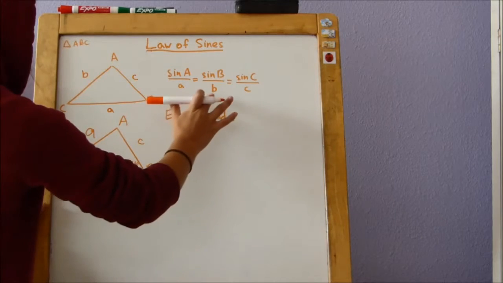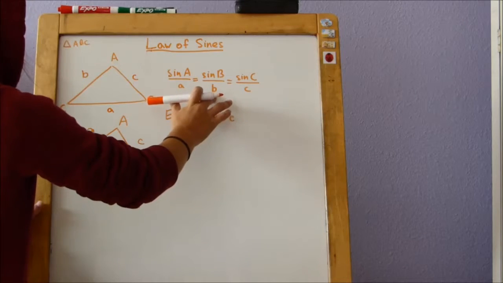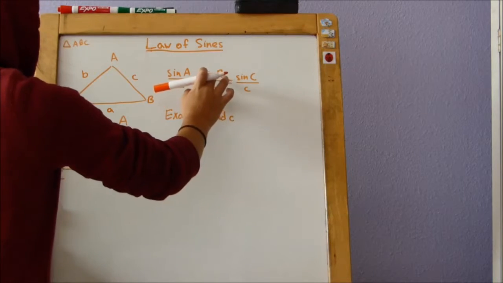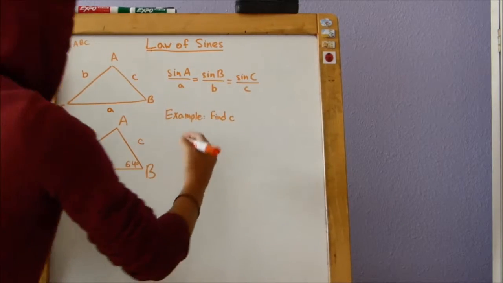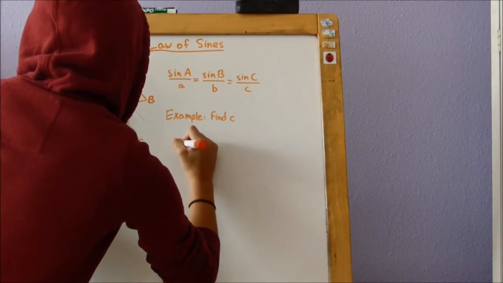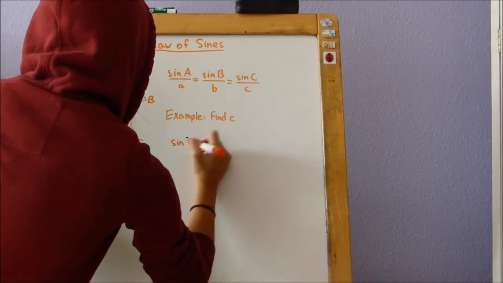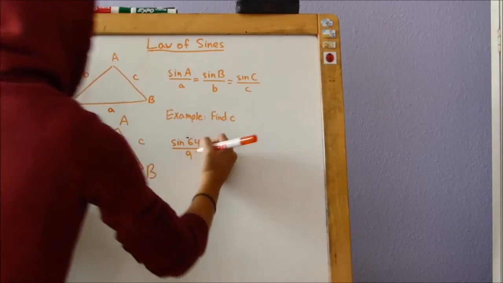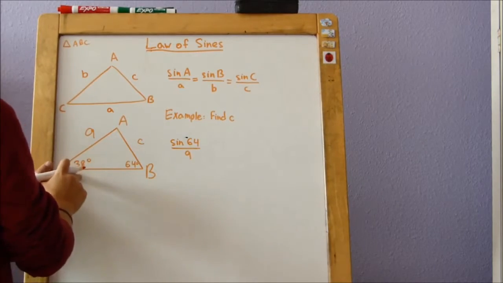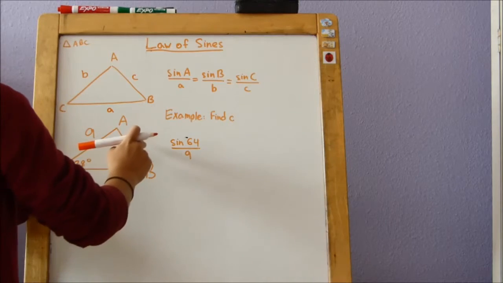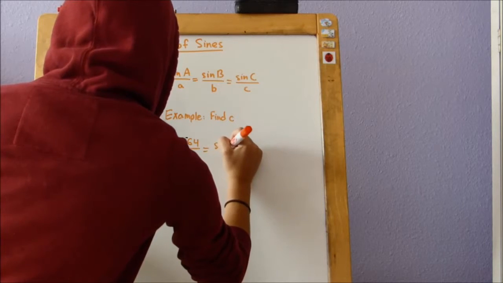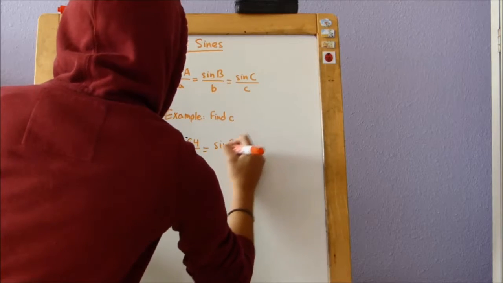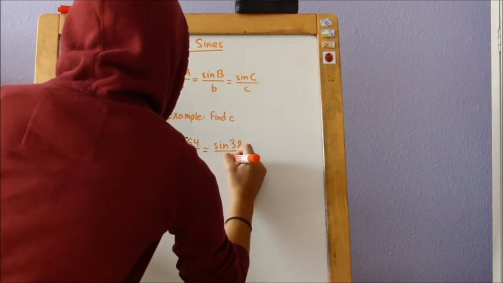So the first step you do is you put in the stuff that you know, and we know the angle B and we know the side length B, so we're going to plug that in. Sine 64 over 9, and now we know the angle measurement of C, but we don't know the side length C, so we're just going to leave C blank. Sine of 38 over C.